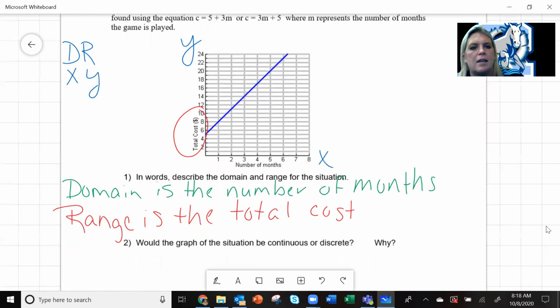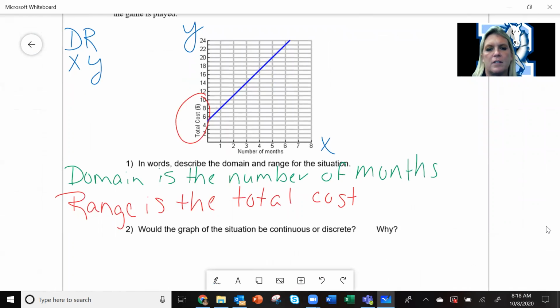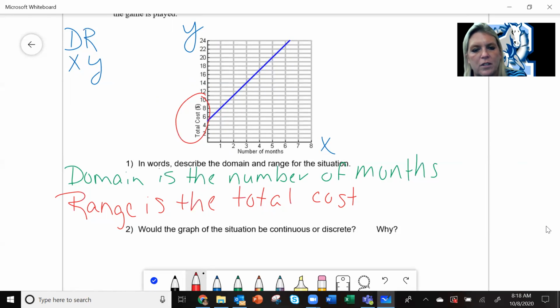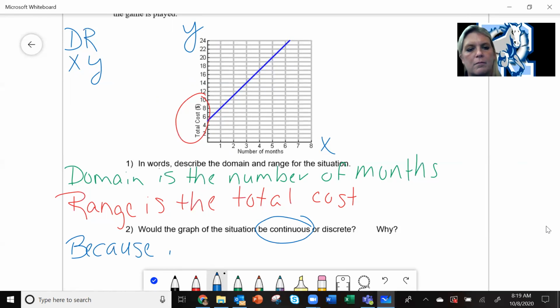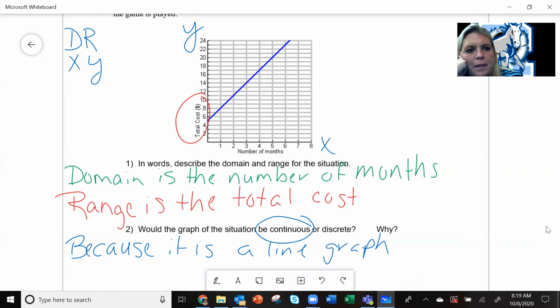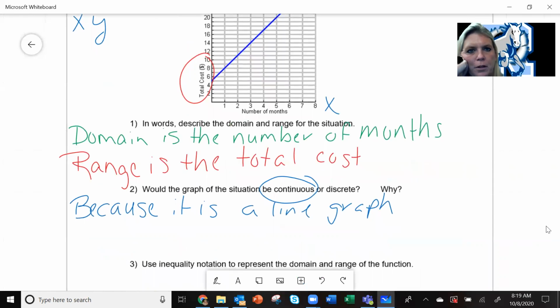Now, in this case right here, it says, will the graph of the situation be continuous or discrete? Well, the graph in this case is continuous. It's not going to be the best choice for this, and that's what we talked about a minute ago. But in this case, it is continuous because we have a line graphed. It's trying to say that it's every number between 0 and 5 that we could be paying for, a half a month, a third of a month.